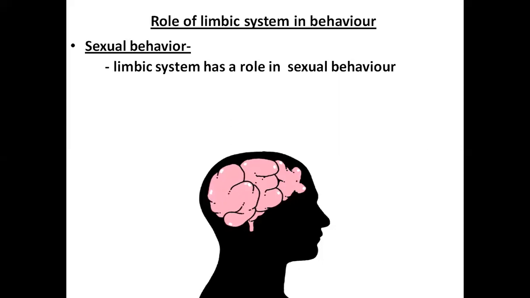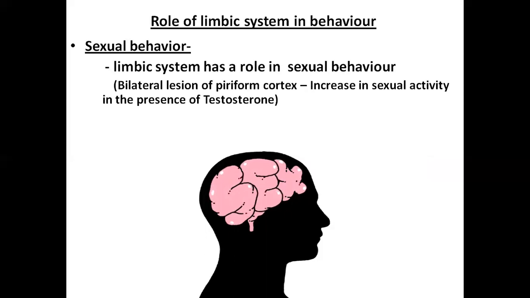The piriform cortex and the amygdala in the male, that is the limbic lobe, appear to have a role in sexual activity. This limbic system is concerned with species preservation through sexual behavior. Suppose there is a lesion of the piriform cortex, there is an increase in sexual activity in the presence of testosterone. So there is a lot of hypersexuality noticed in male animals.